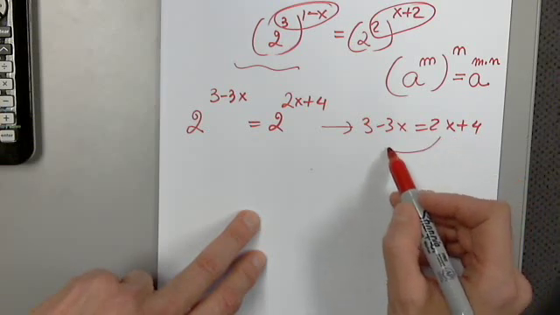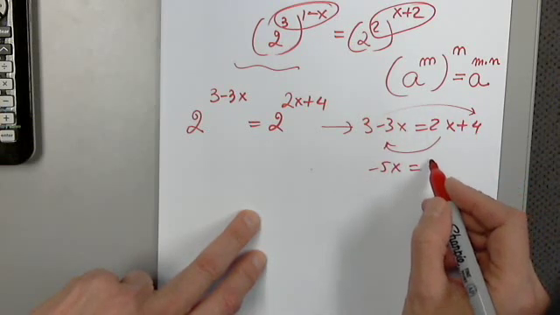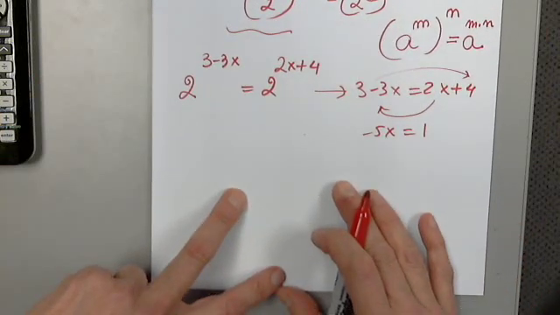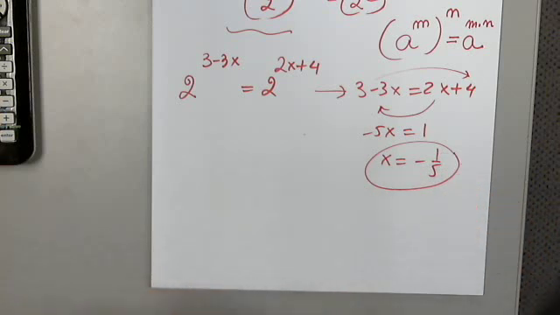It's linear. I move 2x and I move 3. Negative 5x equals 1. Therefore, x equals negative 1/5. Any questions? Do we need another example like this one? Very good. Of course.